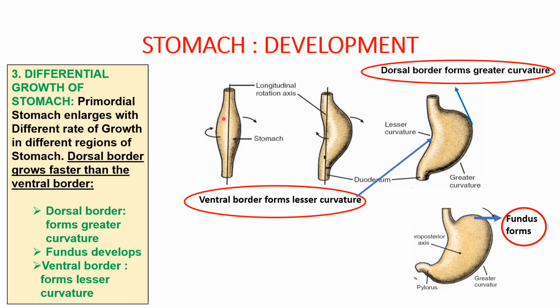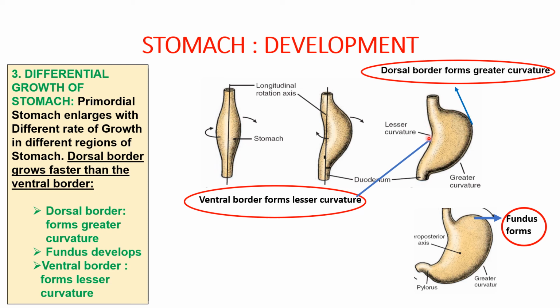As we know, after rotation, what is happening? The original ventral aspect of the stomach will come onto the right side and will form the right border. The original dorsal border after rotation will form the left border of the stomach. Because the dorsal border is growing at a much faster rate, the dorsal border, which after rotation has become the left border, will form the greater curvature. As it is growing faster, it will form the greater curvature.